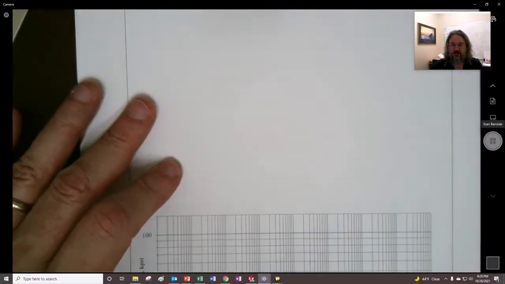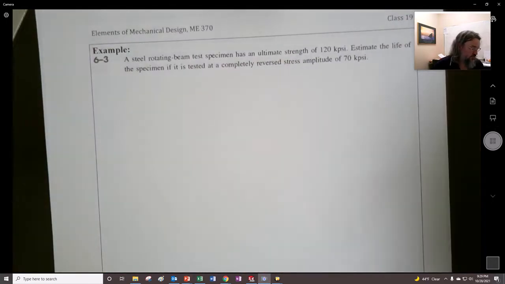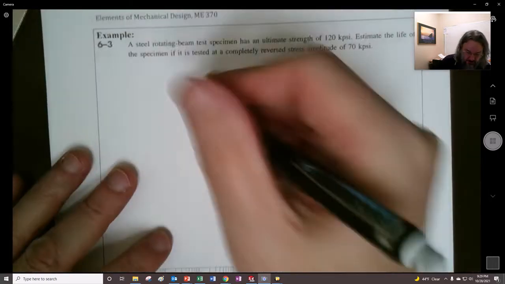All right, and here we go. I'm also going to plot it on an S-N diagram. So where are we at? You know that we have 120. Our ultimate strength is 120.